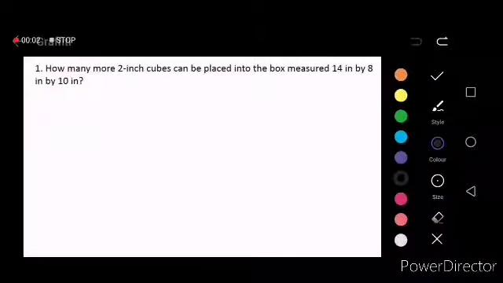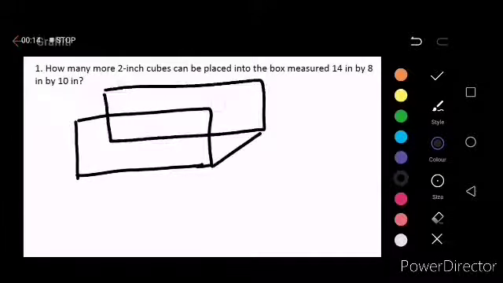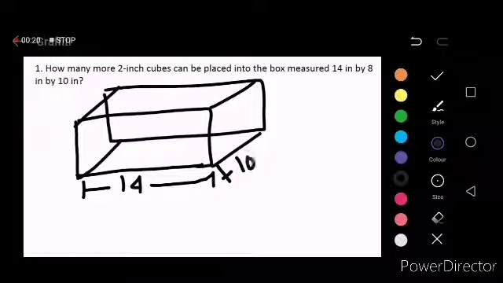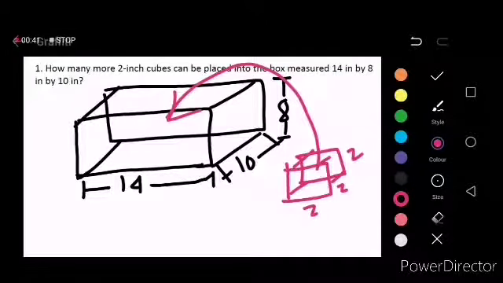Let's have our first problem for the rectangular solids. How many more 2-inch cubes can be placed into a box having the dimensions 14 by 8 by 10? So if we will draw our rectangular solid, this is probably 14, this is 10, and the height is 8 inches, right? So we need to place a cube inside this, di ba? At ano ang dimensions ng ating cube? It's 2 by 2. Okay, so yung length, width, tsaka height ng cube, pare-parehas lang. Ilalagay natin sa loob. Pero ang tanong, ilan kaya ang magkakasyang cubes dyan sa rectangular solid natin?